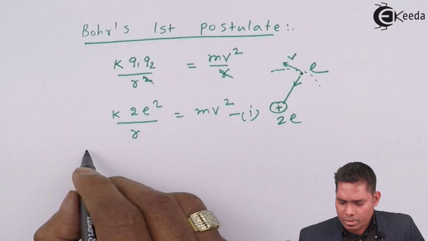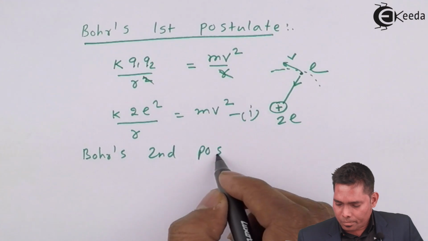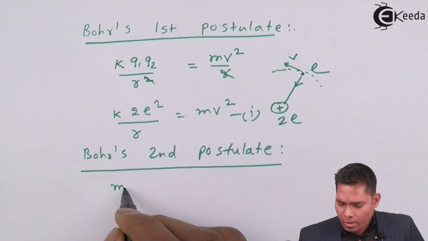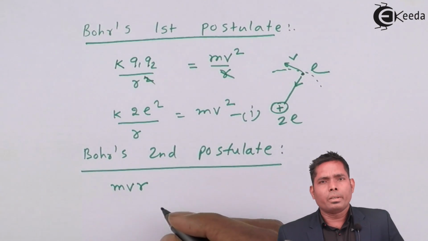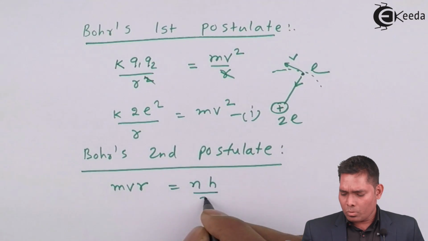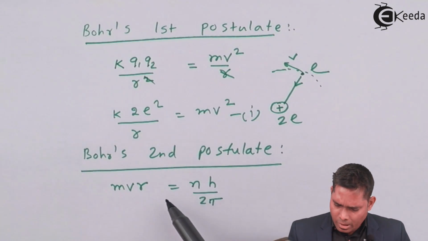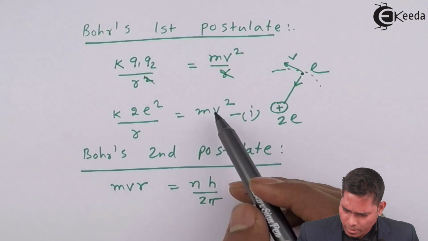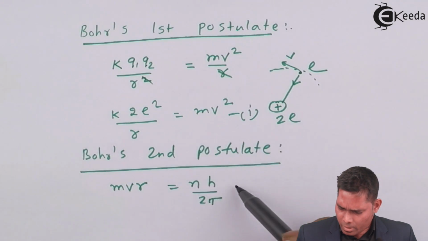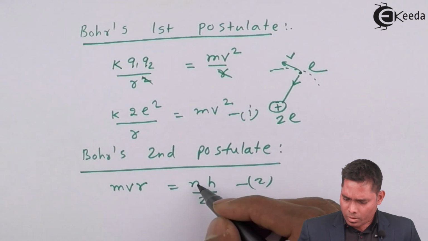What is the second postulate of Bohr? The angular momentum of the revolving electron is an integer multiple of h upon 2 pi. I'm interested in this mv square, and if I divide these two equations, I will get the result, because n I have to put as 3 anyway.